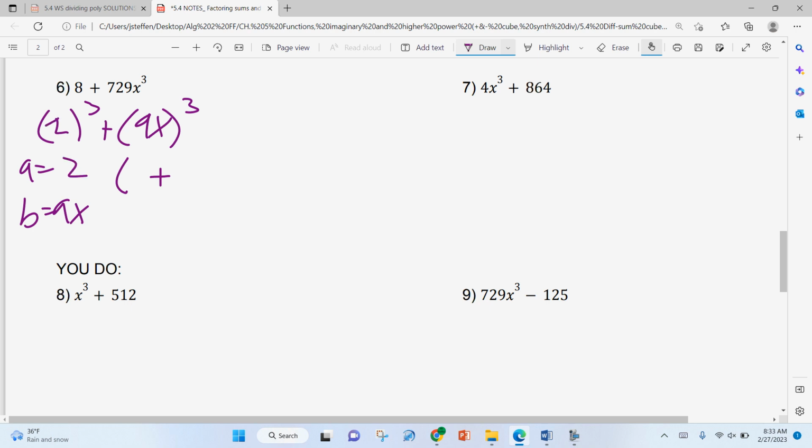Yes, thank you. So it is 2 plus 9x times 2 squared is 4. Minus the opposite sign. 2 times 9x is 18x. It's always plus, and then 9x squared, remember, is 81x squared.